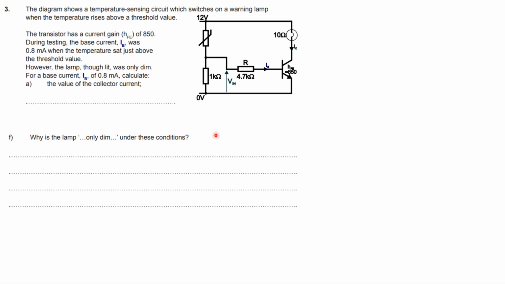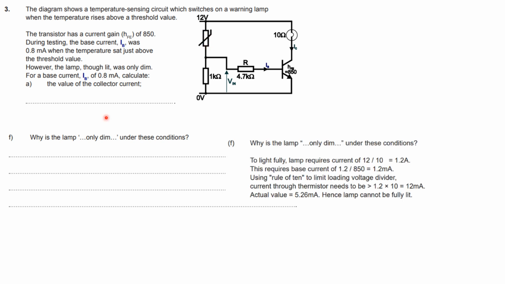For this last bit, it's saying why is the lamp only dim in these conditions? Obviously you haven't got all the collector current needed for that 10 ohm bulb, have you? Ideally, you want 12 volts across there. Because you haven't got that, it's going to be dim. Essentially, the reason is you haven't got enough base current. Why haven't you got enough base current? Essentially, the thermistor resistance is too high. So it's all kind of linked, isn't it? This is what's going on here.